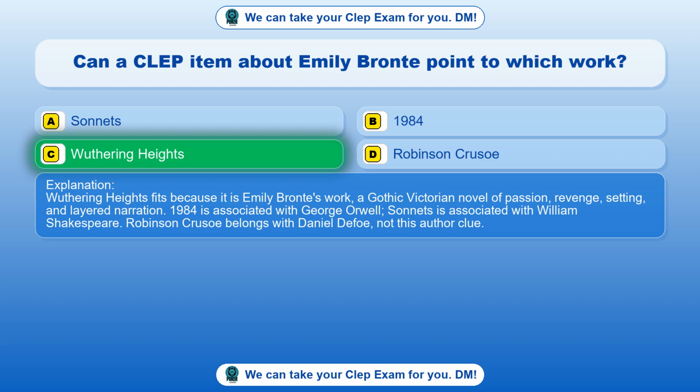layered narration. 1984 is associated with George Orwell. Sonnets is associated with William Shakespeare. Robinson Crusoe belongs with Daniel Defoe, not this author.